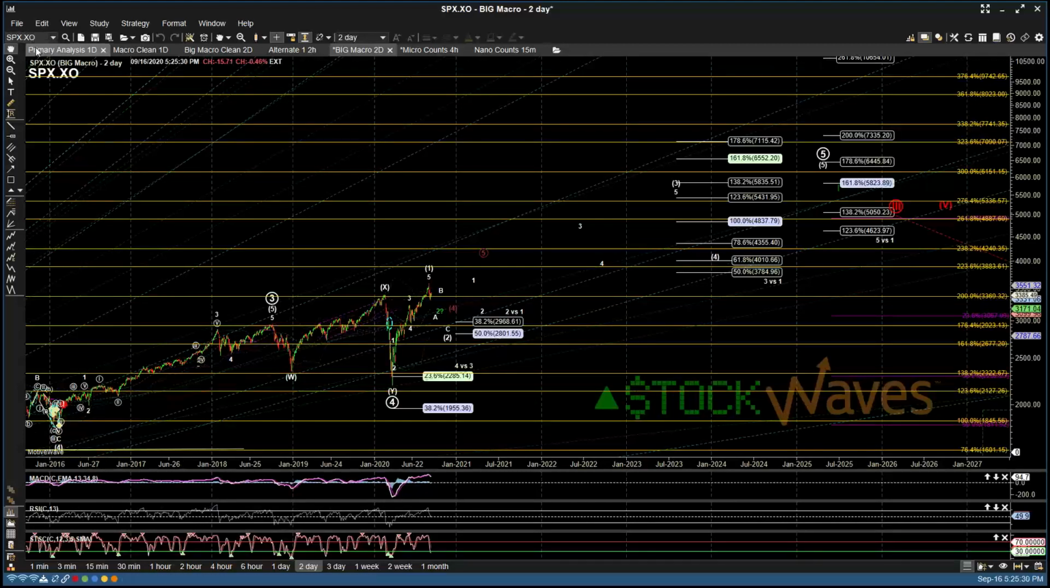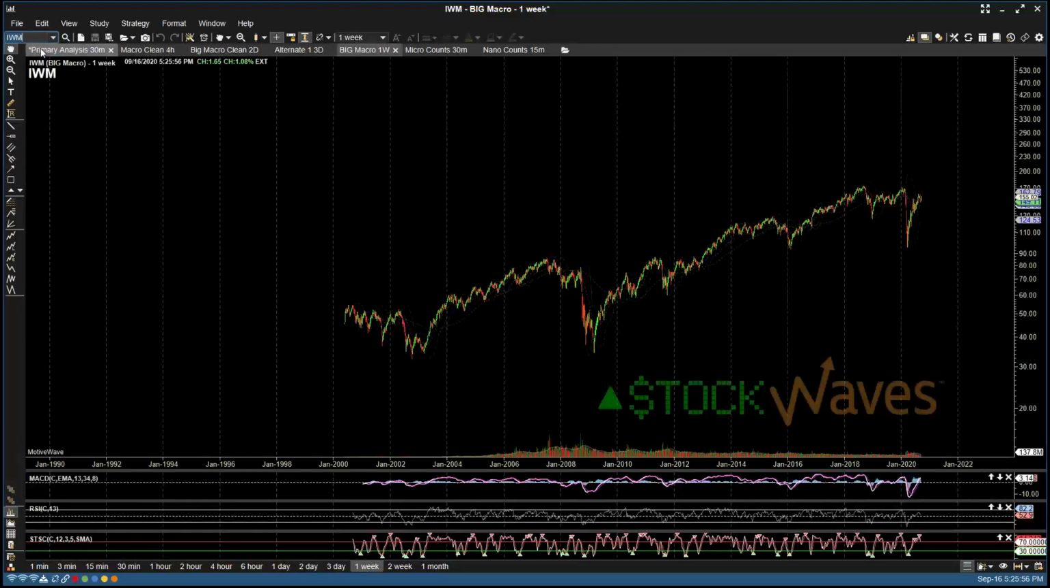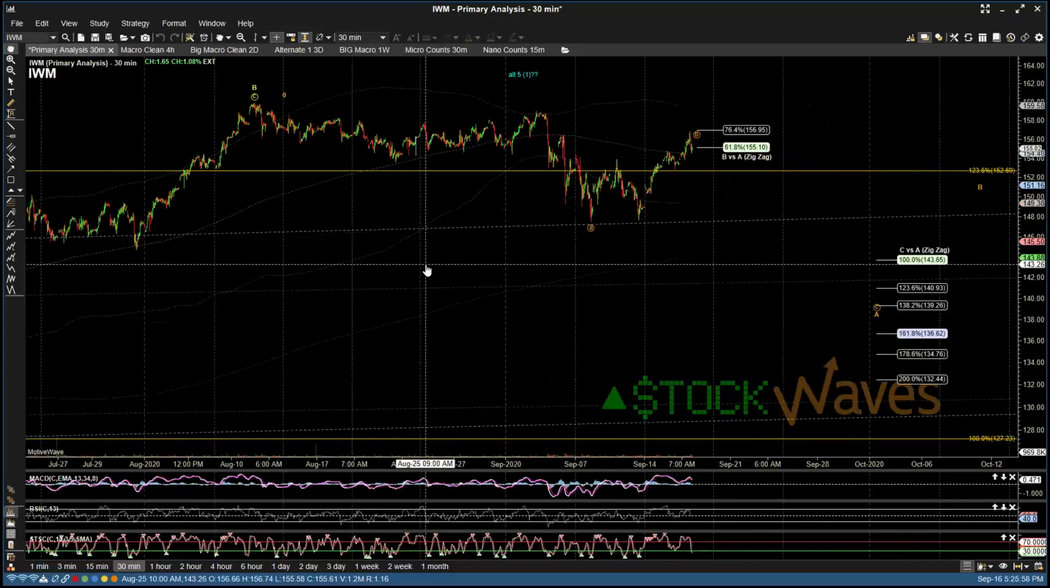So ideally, the initial move down that we have today off of the high, as we just looked at, was a 5-wave move down. All right, let's move on. Any individual stocks are going to be covered tomorrow in the Stockwaves webinar, or just in Stockwaves in general. All right, let's take a look quickly at IWM.